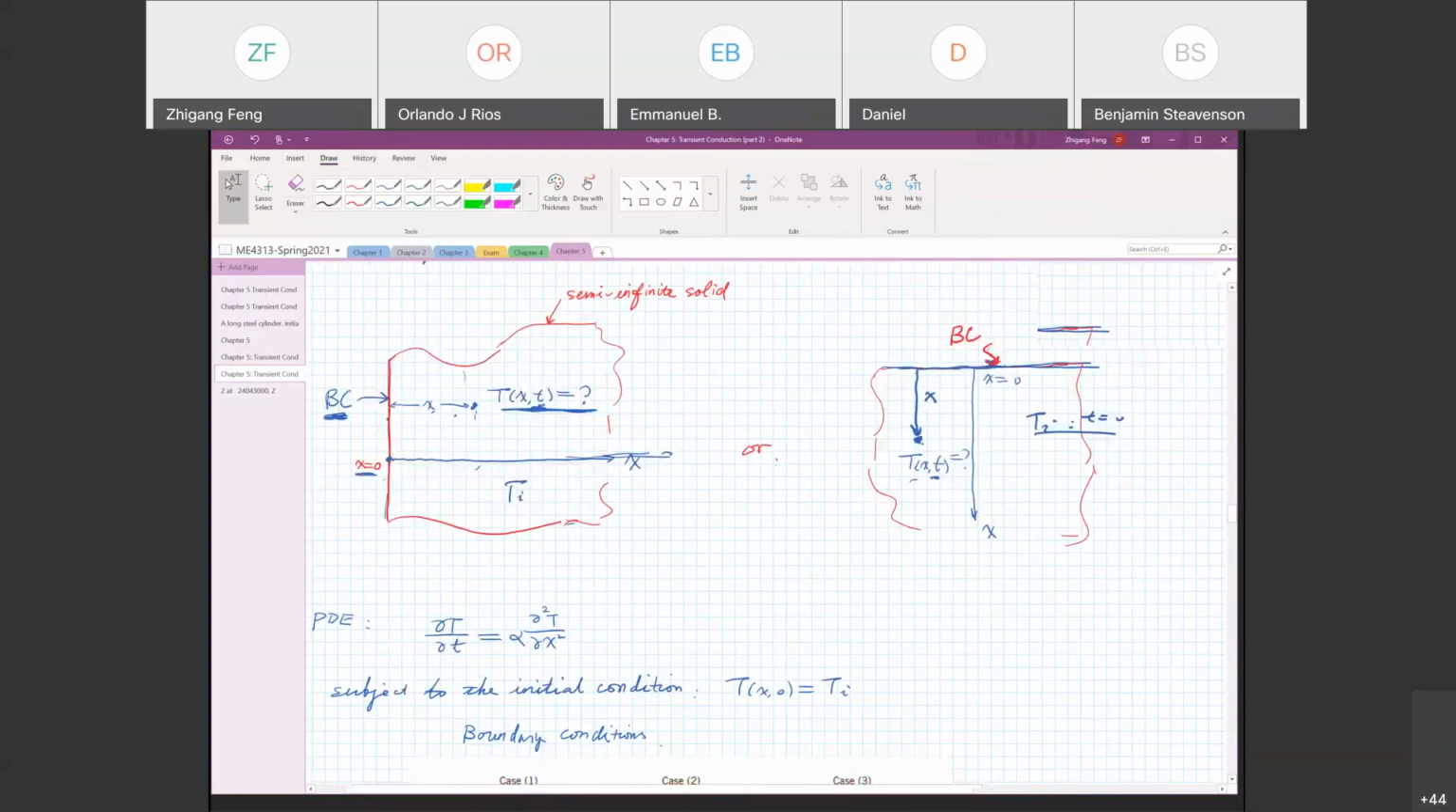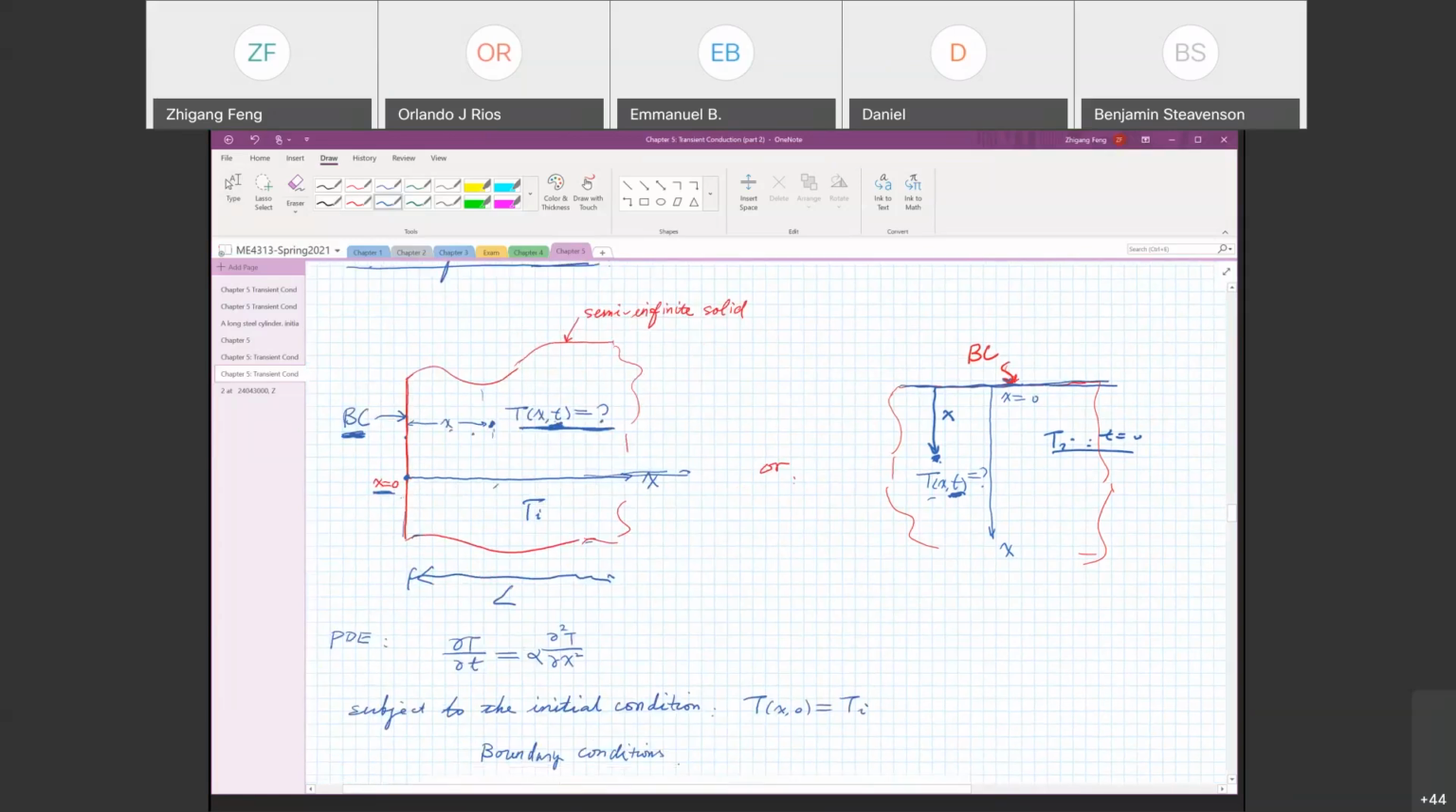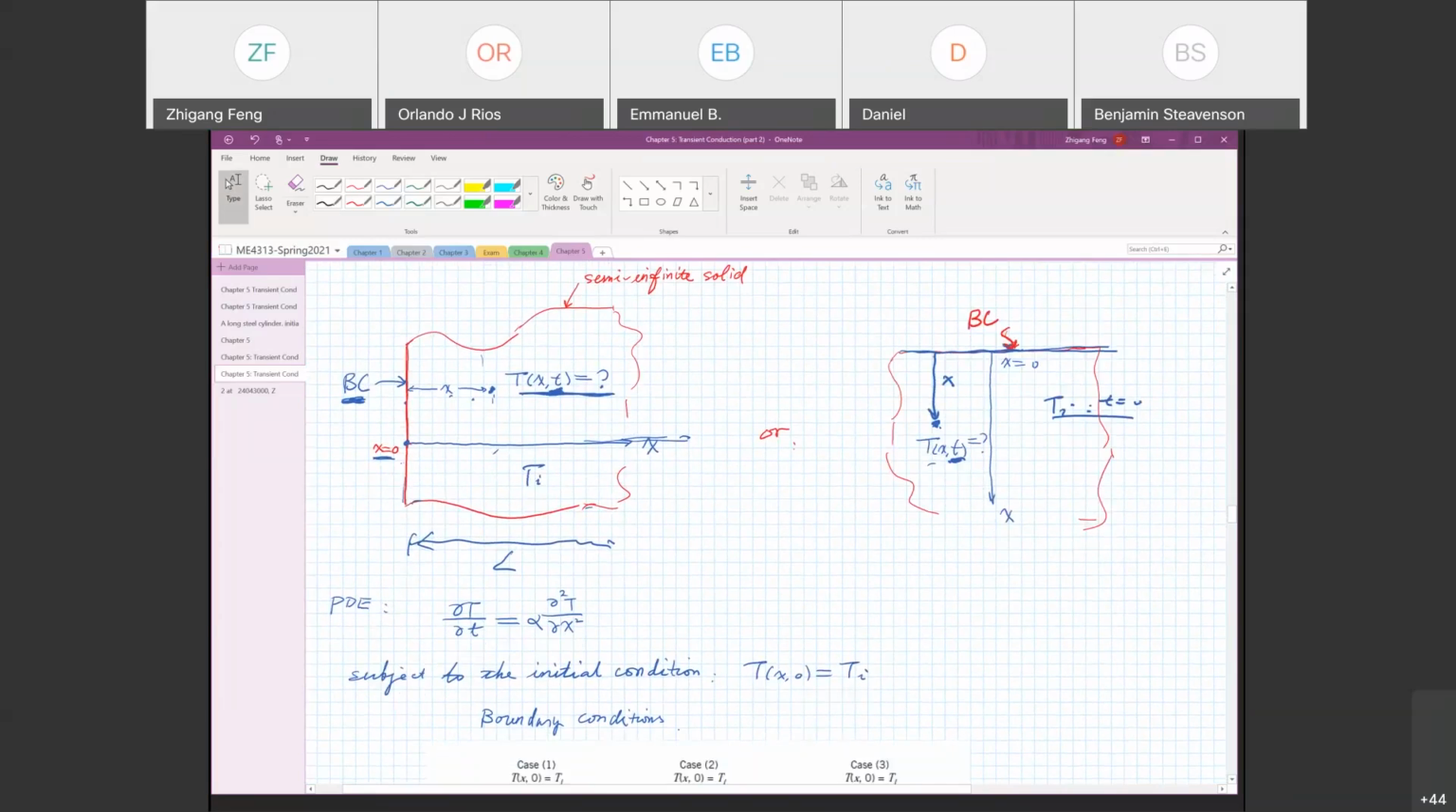Now, if the time t is small, then the thickness of the wall doesn't need to be very large. If you want to find the temperature at a short time t, the thickness of the wall doesn't need to be very large. You can still assume the solution for a semi-infinite solid will be a good approximation. Depending on the time, if t is small, the wall can be treated as semi-infinite, and the solution will still be valid.